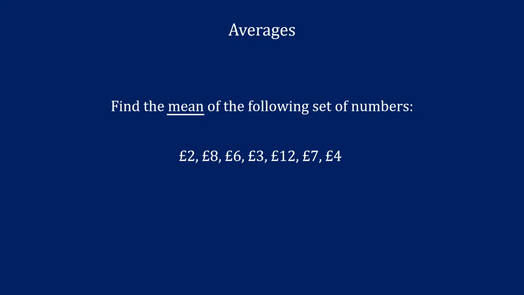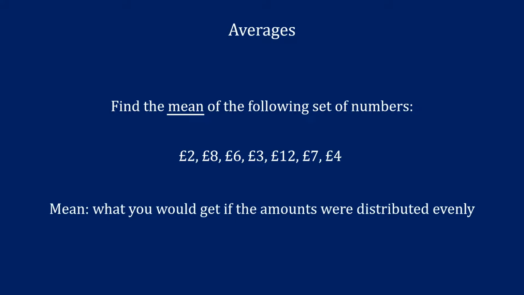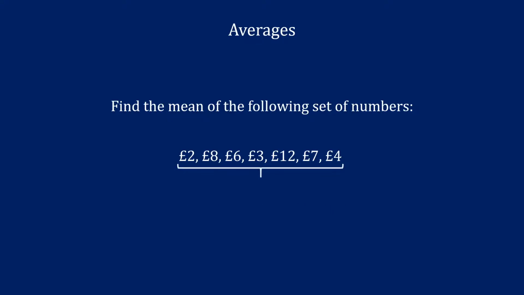There are a few different ways to describe the mean, but the one that I really like, even though it's not the most mathematically precise, is that the mean is what you would get if the amounts were distributed evenly. So if everyone had the same amount of whatever it is, in this case money, that is what the mean would be. So how do we find the mean? This is what we're going to do.